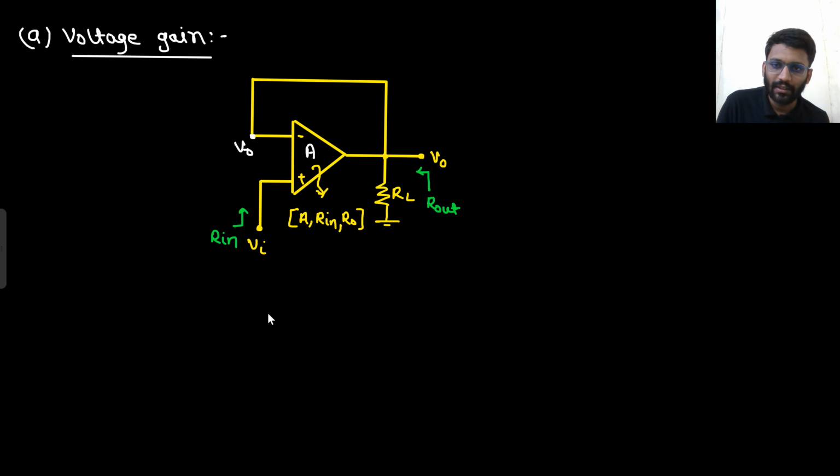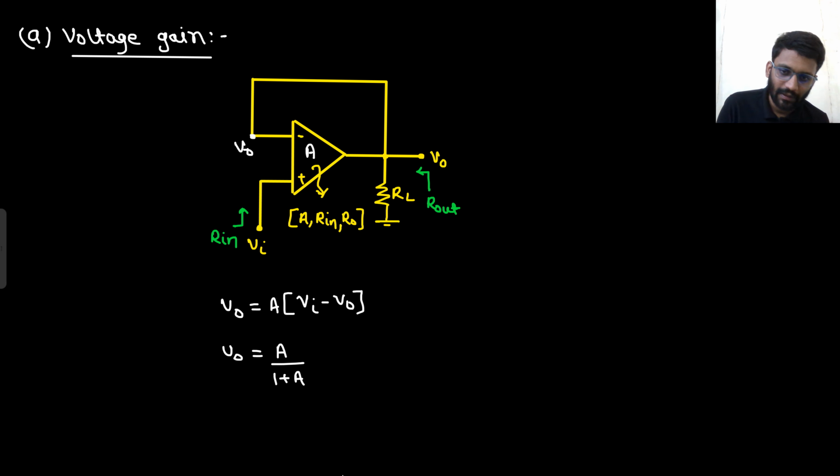So V naught is coming. What will be your V naught? V naught would be A into V in minus V naught, because I told you when I am writing the voltage gain, I am going to ignore Rin and R naught. Rin will be infinity, R naught will be 0 when I am writing the voltage gain. So your gain will be simply A upon 1 plus A. That's it. Without even drawing the internal structure, I could write the gain. This was the voltage gain.